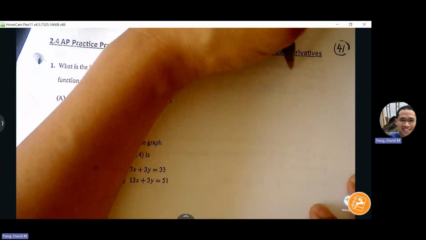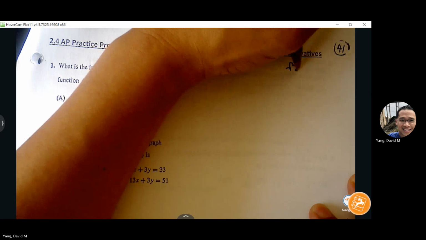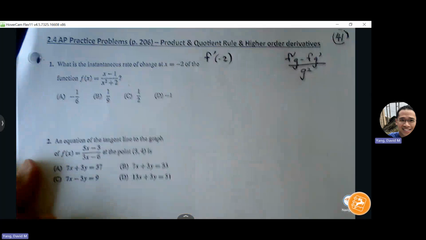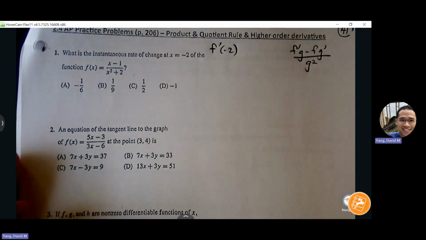Okay, so let me remind us of our quotient rule here. We're going to have to work towards memorizing this rule here. f prime g minus f g prime, all over g squared.